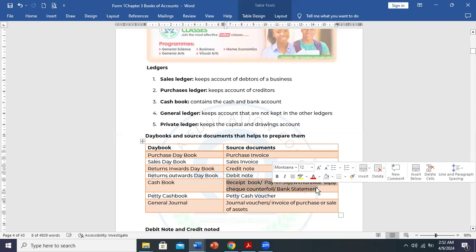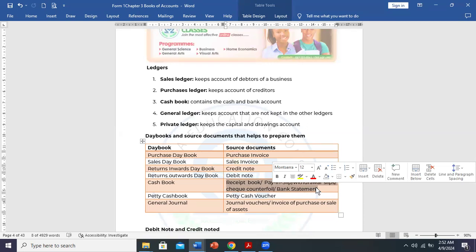So the receipt I was talking about. I don't know how many of you have paid school fees and have been issued a receipt before, or you've paid for something and they issued a receipt for you. Have you ever experienced that before? Yes, sir. Okay.